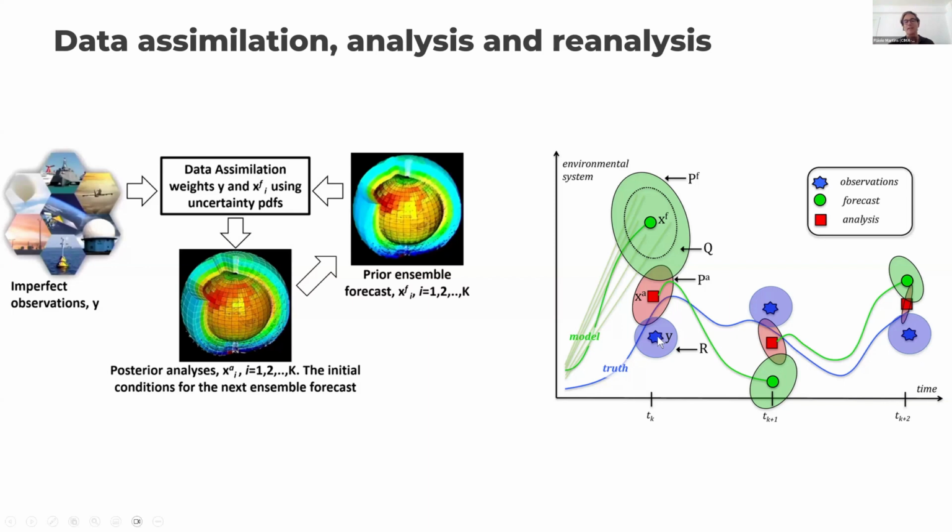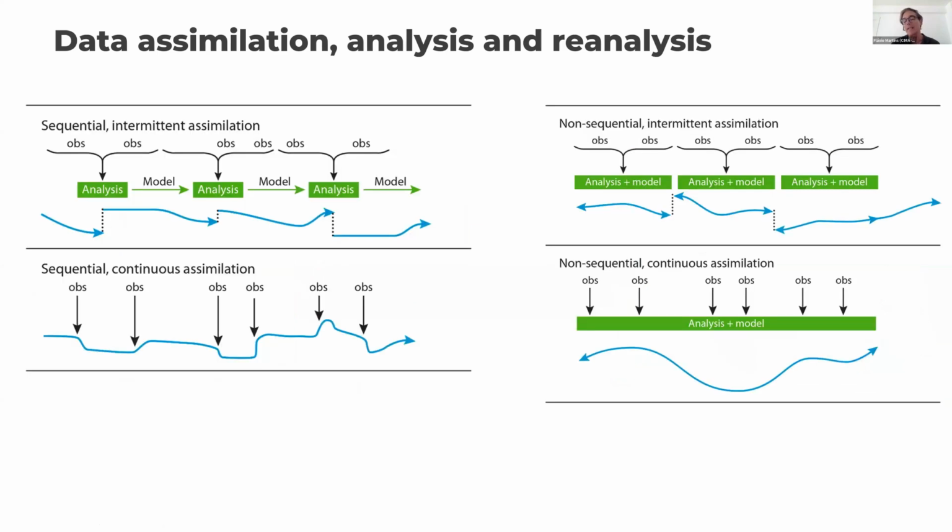So the observations are this. We are not trying to get closer to the observations. We are trying to get closer to this blue line that only God knows, okay? So this is a very simple way of explaining what data assimilation is. There are many types of data assimilation. The one that I was explaining is the sequential intermittent assimilation. So you have a running period, then an analysis. This process that I was explaining is called analysis. One analysis, then you run the model again, then another analysis, you run the model again, and so on and so on, okay? There is also sequential continuous assimilation.